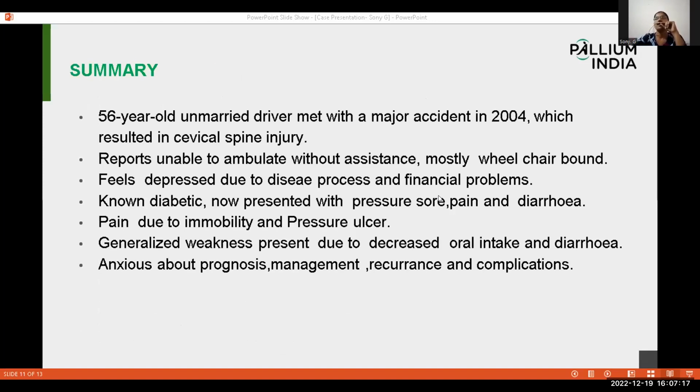Summary: 56-year-old male, unmarried driver, met with a major accident in 2004, which resulted in cervical spine injury. Reports unable to ambulate without assistance, mostly wheelchair bound, feels depressed due to disease process and financial problems. Non-diabetic, now presented with pressure sore, pain and diarrhea, pain due to immobility and pressure ulcer, generalized weakness present due to decreased oral intake and diarrhea, anxious about prognosis, management, recurrence, and complications.